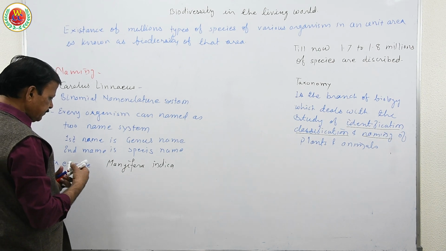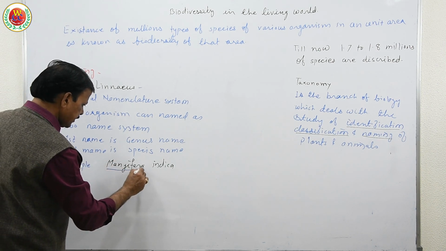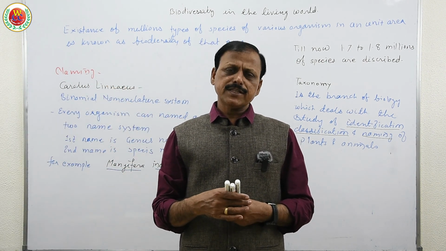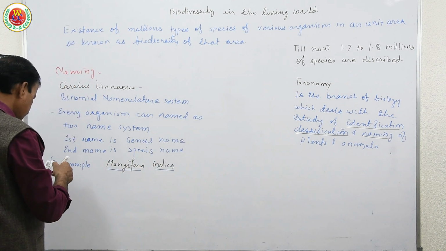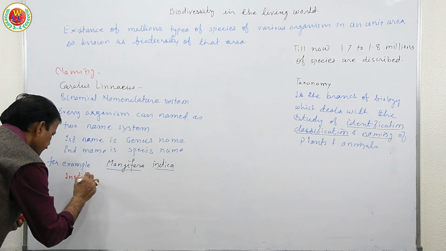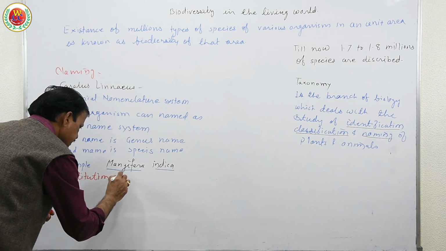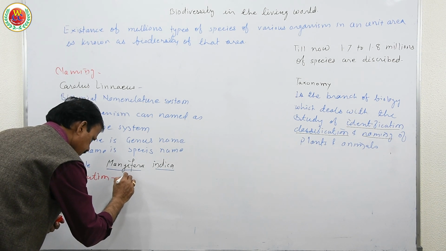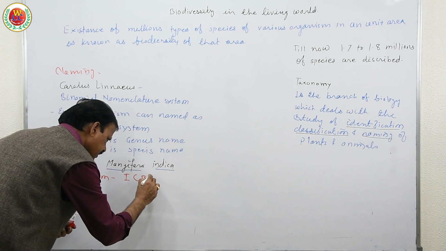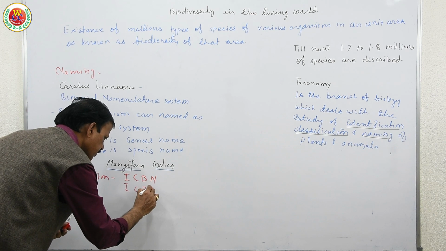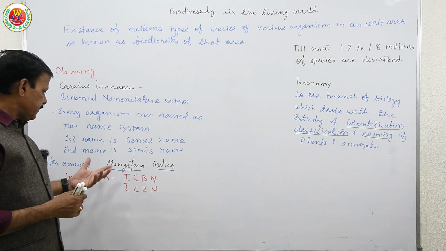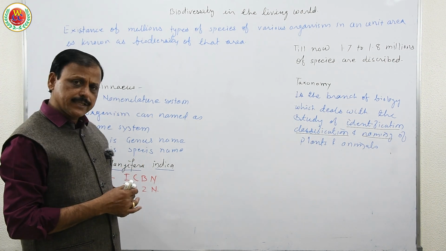Now, who decides these names? These names are decided by institutions: the International Code for Botanical Nomenclature and the International Code for Zoological Nomenclature. They have the right to decide the name. They have set the rules to name every organism which is being identified and described.